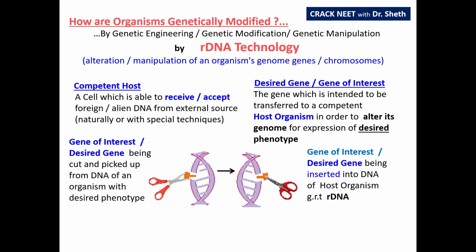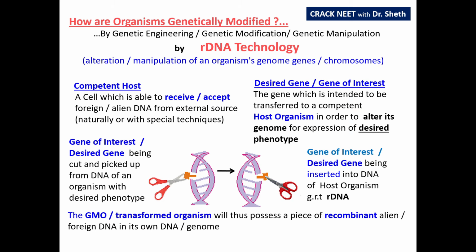Now why do we need to do this? If organism A was already producing this protein, why do you want organism B, the host, to produce it? There are many reasons why you don't want the original organism and instead you want another organism to produce that protein. We will see this in the later slides.